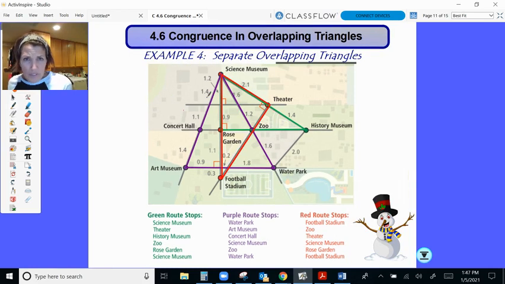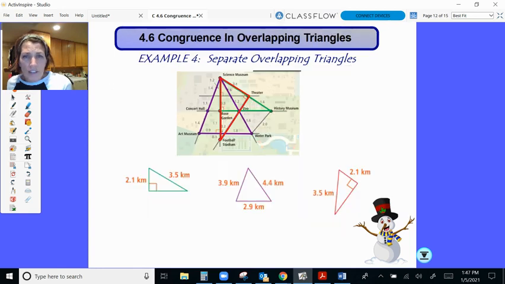So what I would do is take a highlighter or a colored pencil and draw each one of these routes. Here's my green route in the triangle, here's my purple route, that's almost like an isosceles triangle, and here's my red route. Then we have all these distances marked, and we can pull those out, add these distances together, and find out what each of these routes look like. After we do that, this is what they would look like.